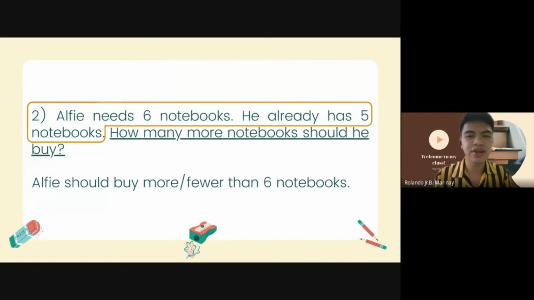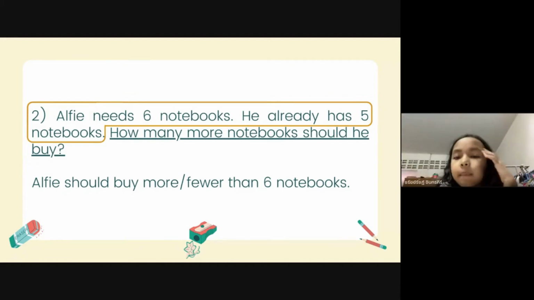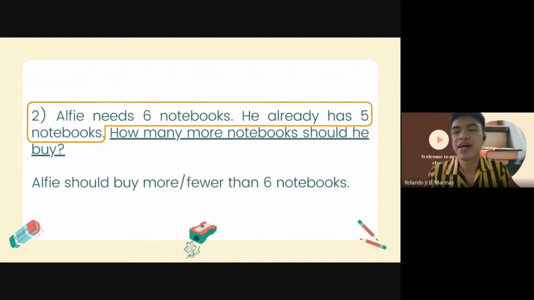We're going to underline how many more notebooks. Sure, you can go. So the question is, how many more notebooks should he buy? That is the question. So we're going to underline it.